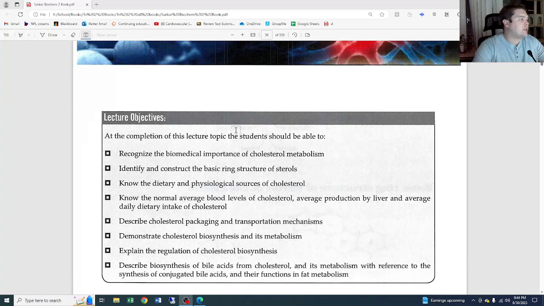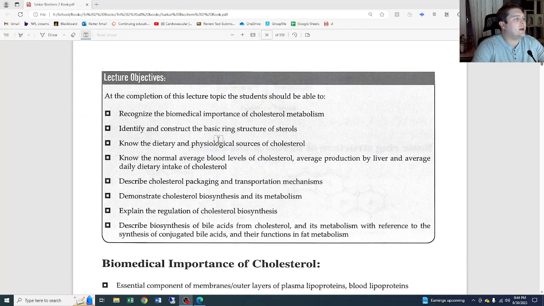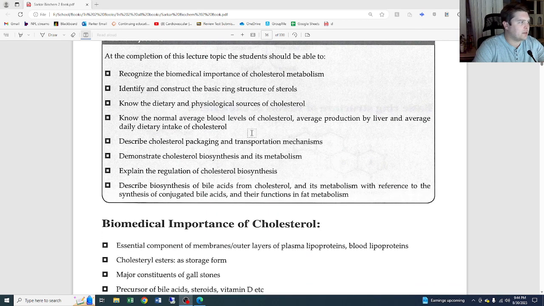So, the lecture objectives. We're going to recognize the biomedical importance of cholesterol metabolism, identify and construct the basic ring structure of sterols. You might remember sterols from Biochem 1. We talked briefly about that. Know the dietary and physiological sources of cholesterol. The dietary sources, cholesterol is going to come exclusively from animal products. Know the normal average blood levels of cholesterol, average production by liver, and average daily dietary intake of cholesterol.